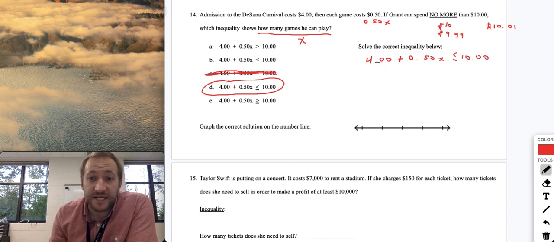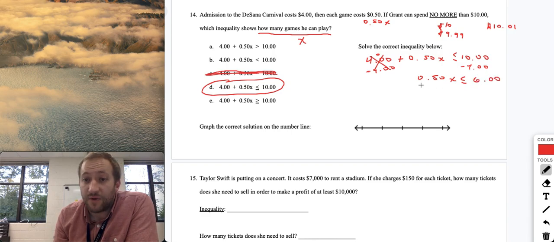So these are decimals, but the same rules still apply. I have to eliminate the constant first. The constant here is this $4, 4.00. I'll subtract 4.00. That zeroes out. Subtract 4.00. I'm left with 0.50x is less than or equal to 6.00.